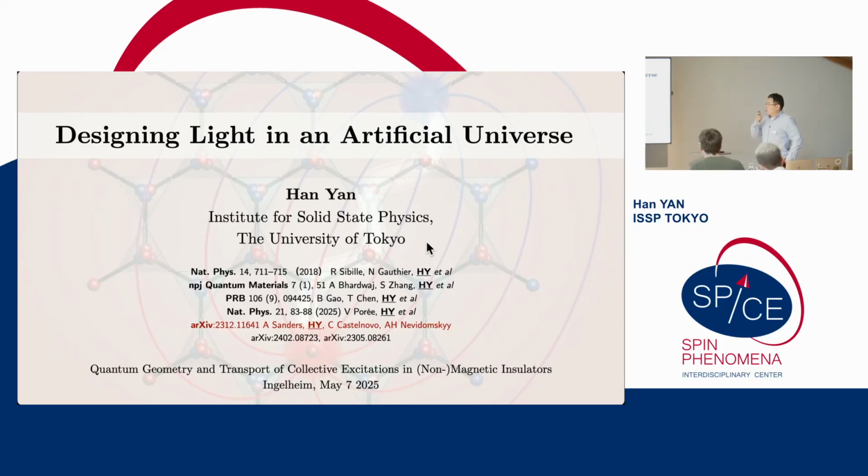So I'll talk about designing light in an artificial universe made of spins. My talk is going to be slightly deviated away from, say, topological magnons on top of magnetic order. Instead, it's really built from quantum spin liquid. This work is a theory work, but it's inspired by a lot of collaborations with experimentalists.